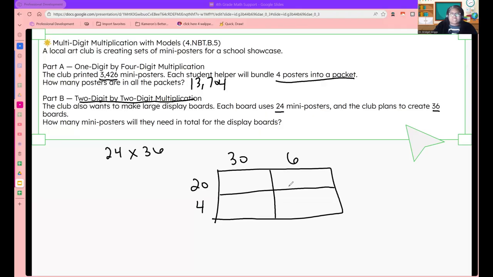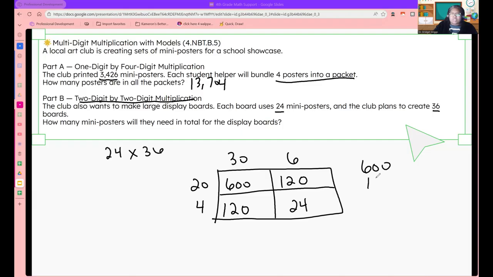So pretty much it's the same thing as we just did with the place value, except we're putting it in a box. So 20 times 30, well, if we look at 2 times 3, that's 6, and then add the zeros back. 20 times 6, that's 2 times 6 is 12, add the 0 back. 4 times 30, so 4 times 3 is 12, and add that 0, and 4 times 6 is 24. So now we can just add it all together.